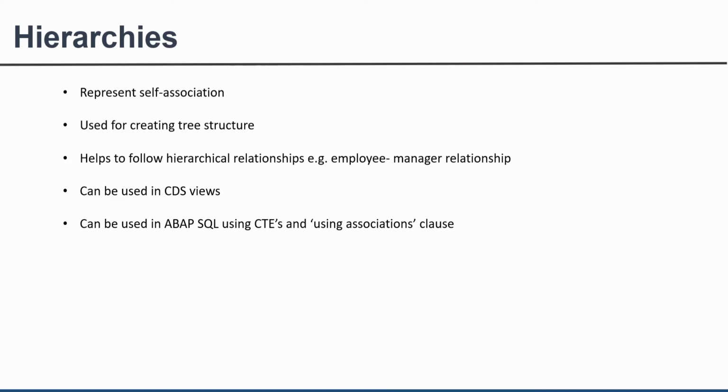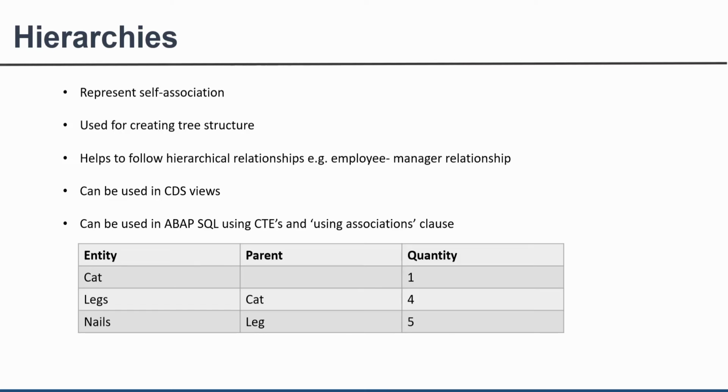You can use these hierarchies in ABAP SQL using CTEs also by using a clause using associations. For example, if I have a table over here like entity, parent and quantity, here I can say that there is an entity cat and quantity 1. Each cat has 4 legs, so next entity is leg. The parent is cat and quantity is 4 because each cat will be having 4 legs.